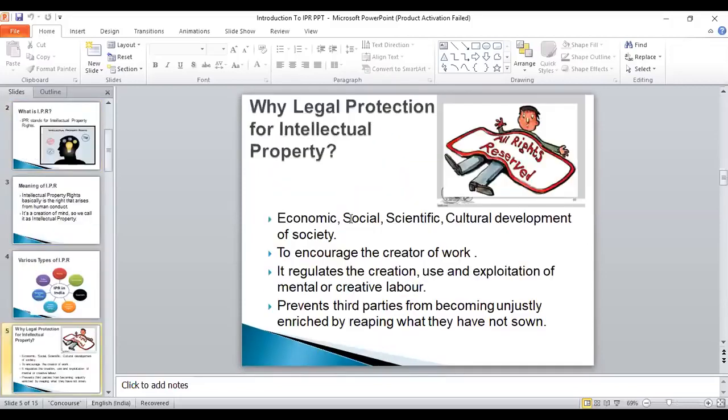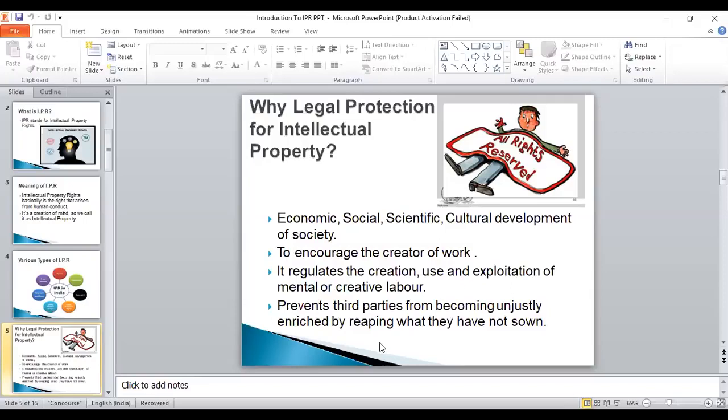Now one thing is very important. Why legal protection for IPR? Why actually do we need to protect our intellectual property right? We need to protect our intellectual property right so that economic, social, scientific, and cultural development of society can take place. To encourage the creator of work, it regulates the creation, use, and exploitation of mental or creative labor. It prevents third parties from becoming unjustly enriched by reaping what they have not sown.